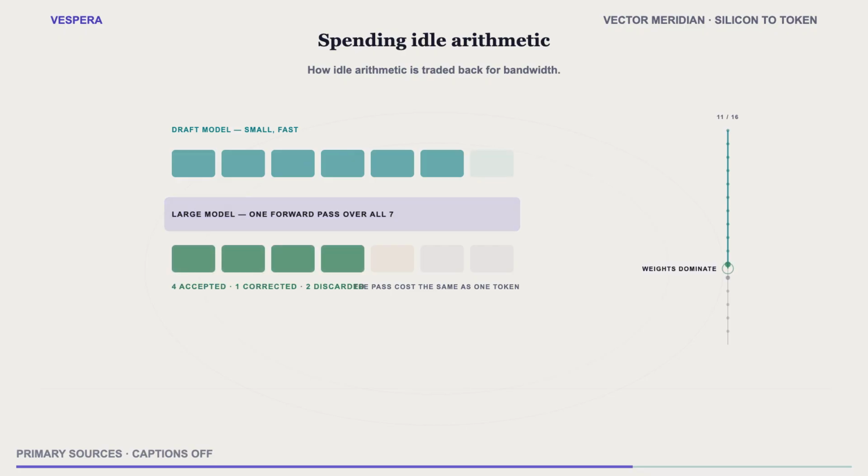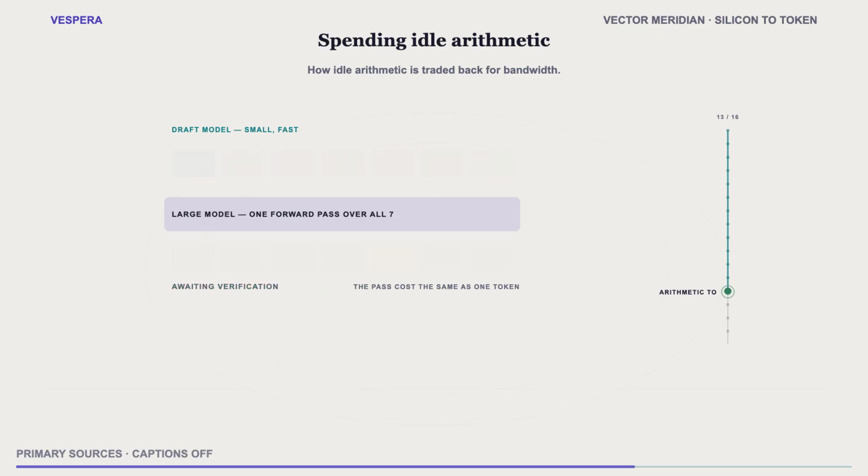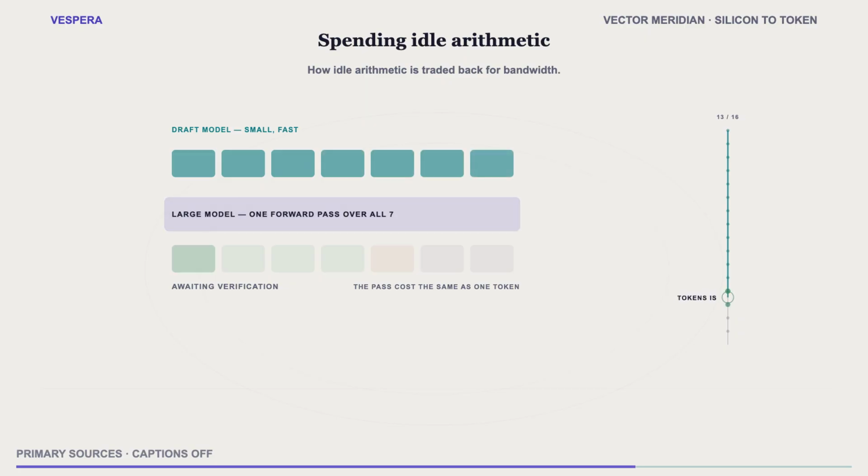The economics are worth stating explicitly because they are the film's thesis in yet another costume. You're converting idle arithmetic into reduced memory traffic per token. The draft model costs real compute. That compute was free because it was idle. In exchange, you amortize 1 expensive weight streaming pass across several output tokens. This idea only exists because decode is memory-bound. In a compute-bound regime, it would be strictly worse. You would be adding arithmetic to a machine that had none spare, and the draft model's cost would come straight off the top. Which is why it is my favorite result in this act.